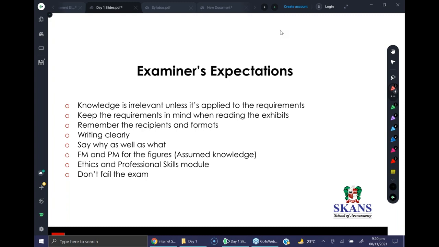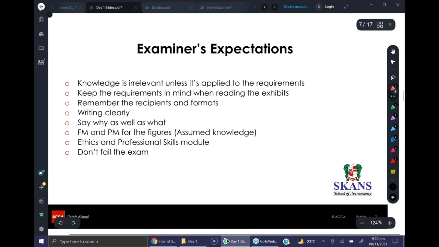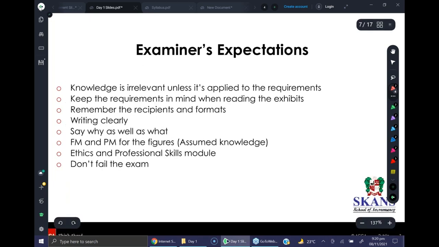Now I'm not taking any more questions for now. Let's have a look at what the examiner is expecting from you. These points are coming directly from examiners, different articles, and maybe some of the examiner reports, so take them very seriously. When you solve the exam, what is the examiner looking for?